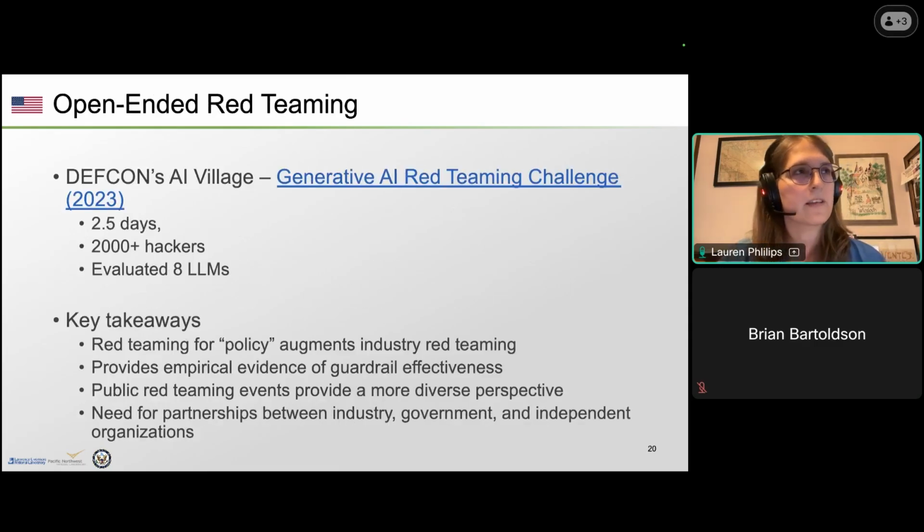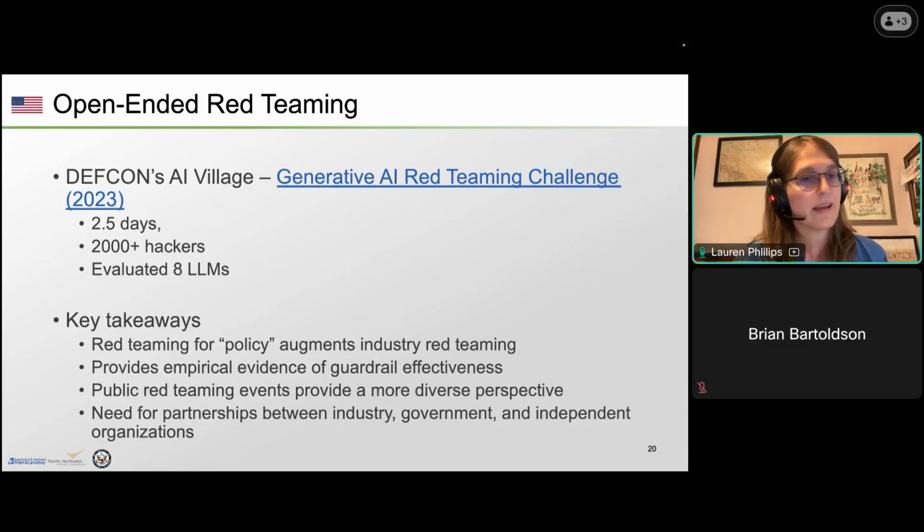So a good example of this kind of open-ended style of red teaming is the DEF CON AI Village from 2023, where they held a generative AI red teaming challenge. This was a multi-day event with over 2,000 hackers that evaluated 8 LLMs. So this was a partnership between industry, government, and independent organizations, and the real takeaway here was that they were very much able to identify vulnerabilities that had not previously been identified. So there were some significant findings that came out of that.